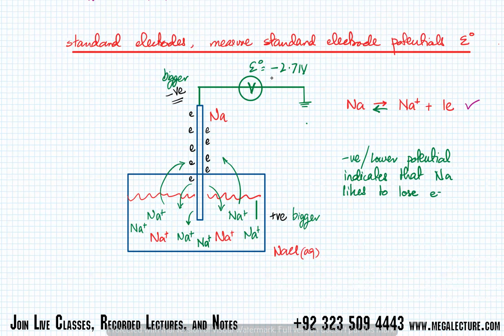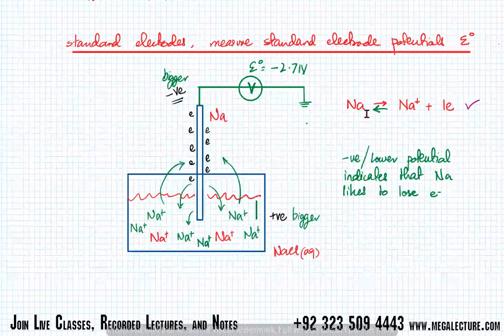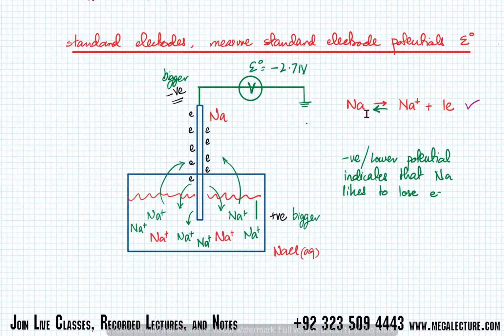So now, if you know about the reactivity series, does potassium have a bigger tendency to lose electrons compared to sodium? Does anyone know? Ahmed, what would happen if I had potassium in place of sodium? It would increase. Okay, potassium has an even bigger tendency to actually lose electrons.